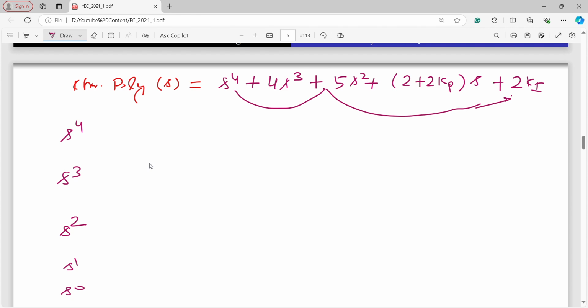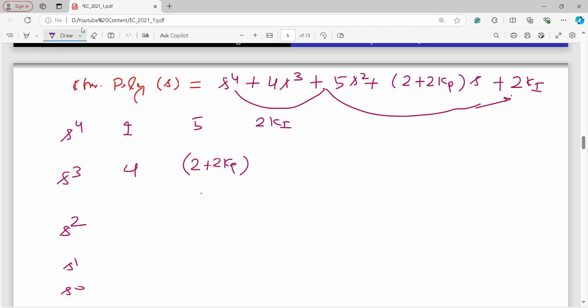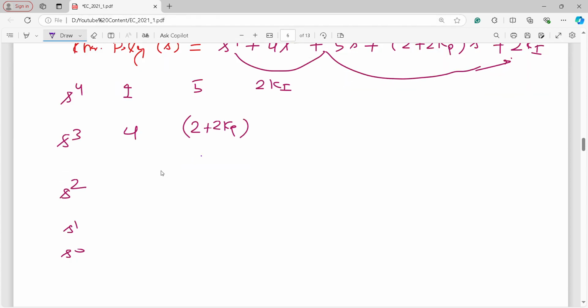So this will be constant 1 and this is 5 and 2Ki, and this is the remaining 4 and 2 plus 2Kp. Alright. Then we need to fill the remaining row. So how to fill it? Just multiply like 4 into 5 minus 1 into (2 plus 2Kp) and divide by 4.